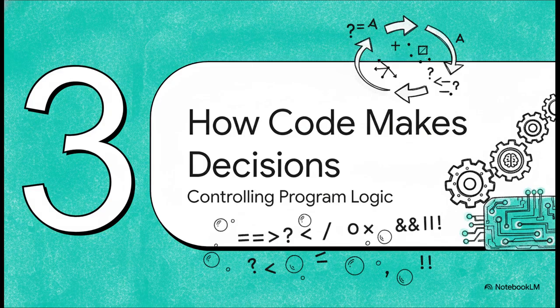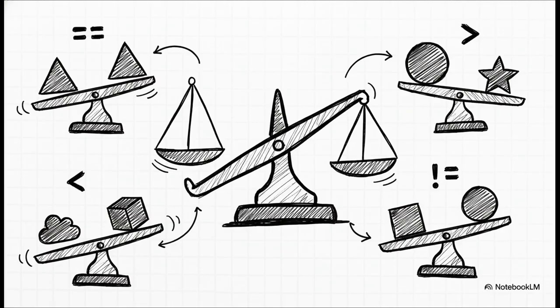Okay, we've totally nailed down how to control the appearance of our program. Now let's switch gears and talk about controlling its brain, its logic. I mean, how does a program actually make a decision? Well, it all comes down to a different set of tools called operators. At its core, code makes decisions by comparing stuff. That's it. And to do that, we use these things called relational operators.